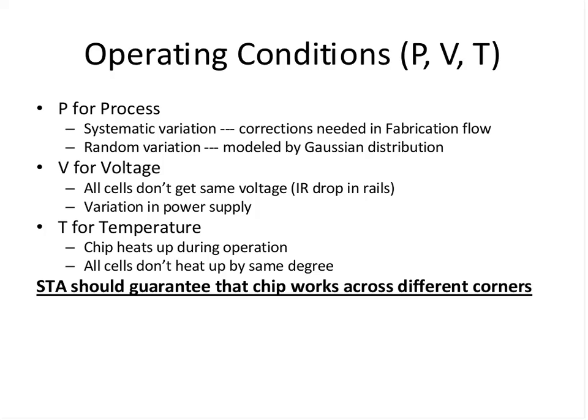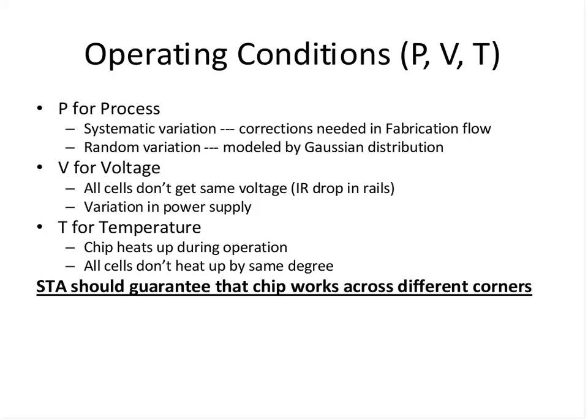Let's talk about voltage. All the cells, all the instances don't get the same voltage. There is IR drop in the power rail. Even the power supply does not provide, let's say you are targeting a 1.0 volt power supply, even the power supply is going to have some variation, maybe 1% or 2%. So all the cells don't get the same voltage. Let's talk about temperature. The chip will heat up during operation. Not all parts or all cells on the chip will heat up to the same degree. So one part of the chip will be different from another part of the chip, whether in terms of process, voltage or temperature.